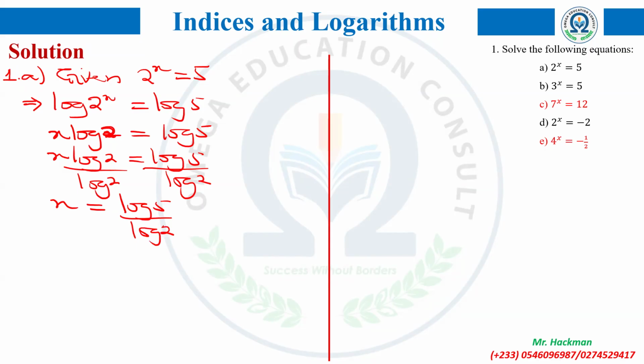This is the exact value of what? Of x. This is the exact value. But usually, we would want you to approximate when it comes to logs. So what you are supposed to do is go to your calculator and feed your calculator with this. So find log 5 over log 2 for me. I'm waiting.